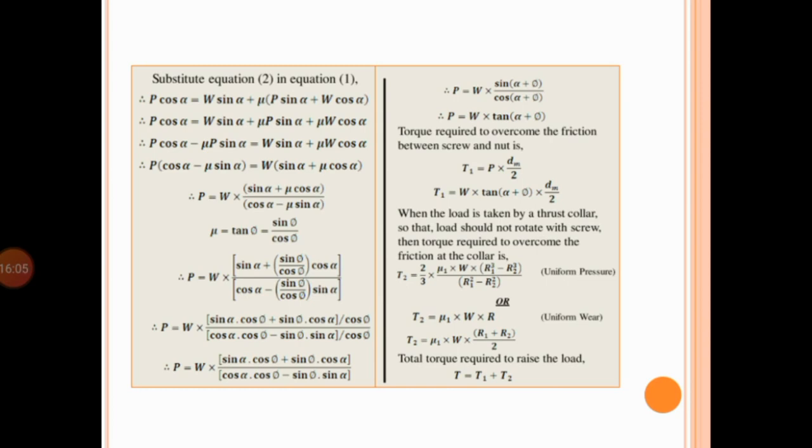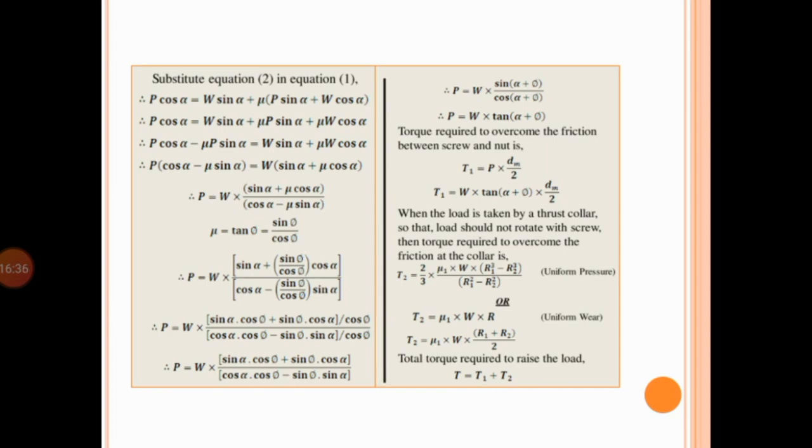So this is the effort required to overcome the friction produced between screw and nut. Suppose from that equation of effort P you require to calculate the torque, then T, or T1 as specially mentioned, is equal to P into dm by 2. So ultimately torque T1 will be W tan of alpha plus phi into dm by 2. T1 herein is the torque which is only required to overcome thread friction between the nut and screw thread.